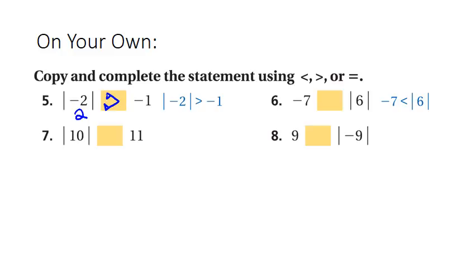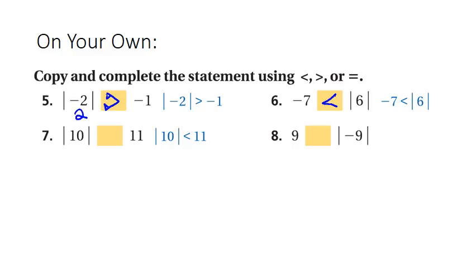Here we have -7 and the absolute value of 6. The absolute value of 6 is equal to 6, and 6 is bigger than -7. Even though 7 seems like a bigger number, it's actually lower than 6 on the number line. So it's less than, and we're going to put in that less than sign.